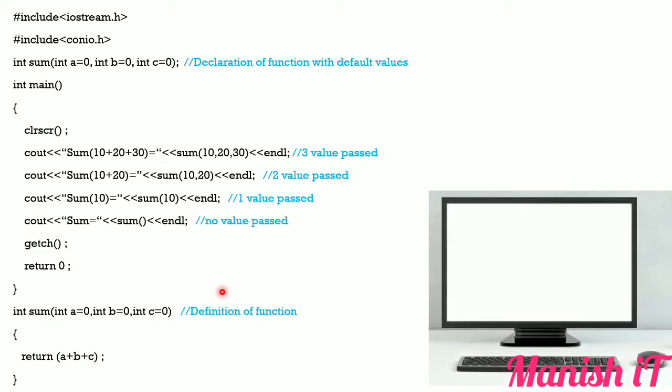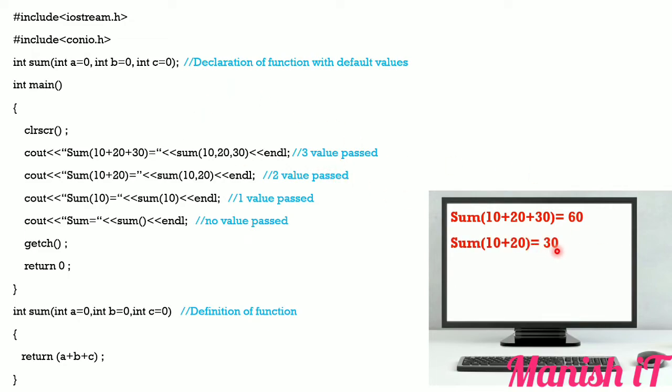So on the console screen, what is printed? I have written a statement 10 plus 20 plus 30. So whatever statement is written there is printed, and also the return value: whatever values we have passed, after their addition it gives us the final answer. So 60 is given.